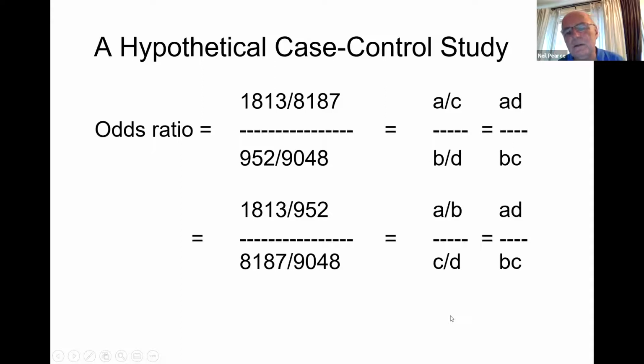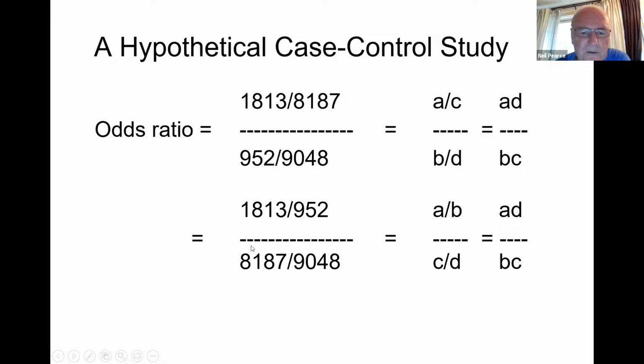So why have I rearranged it this way? Well, what you see now is that the top line is the cases. They're the people who got the disease. There's 1813 cases in the exposed group and 952 cases in the non-exposed group.